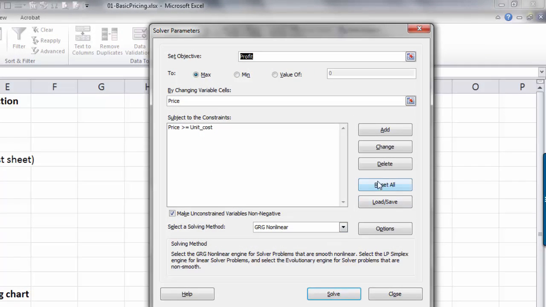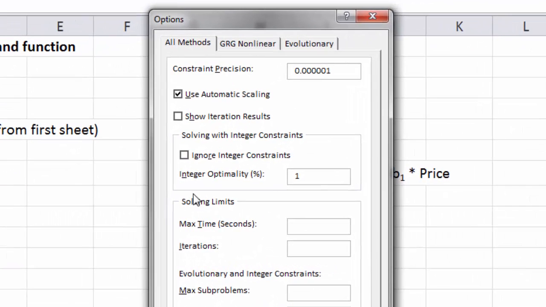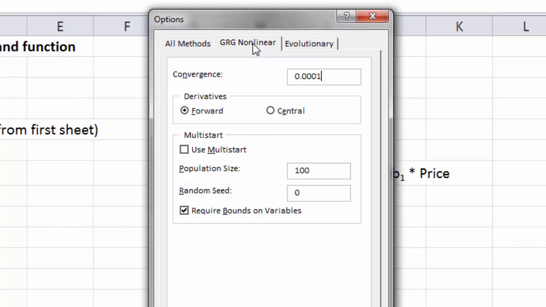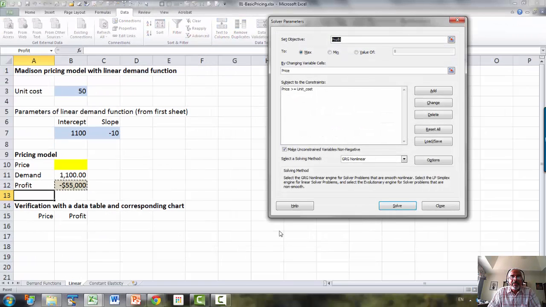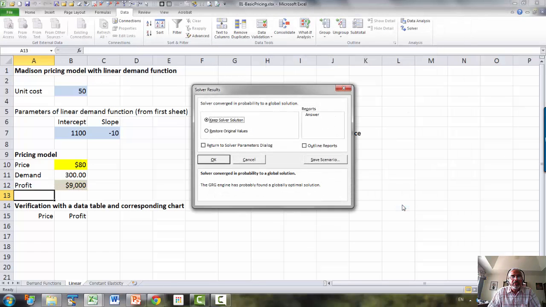Okay, now you can go to options, GRG nonlinear, and if you uncheck require bounds on variables and use multi-start, then you don't have to really give the upper and the lower bounds. Click OK and solve, and we get the best price at which you will have converged in probability to a global solution.